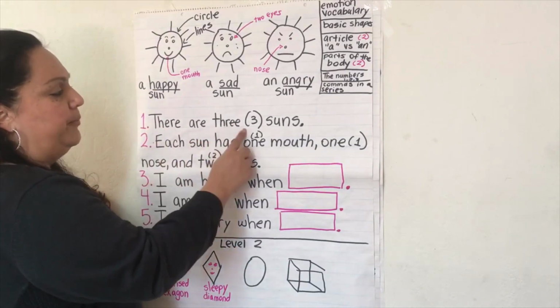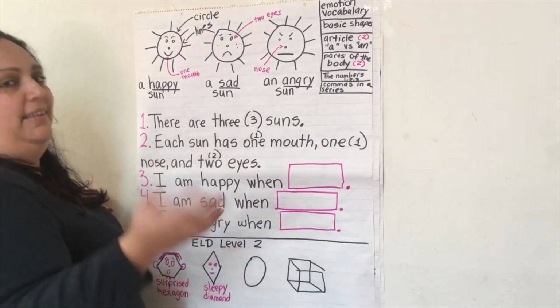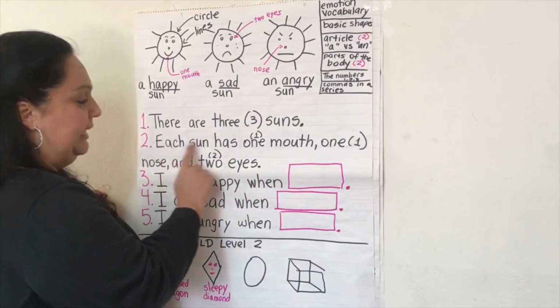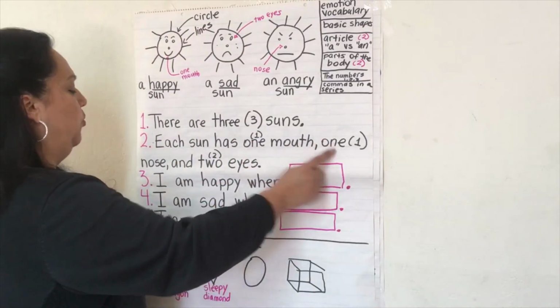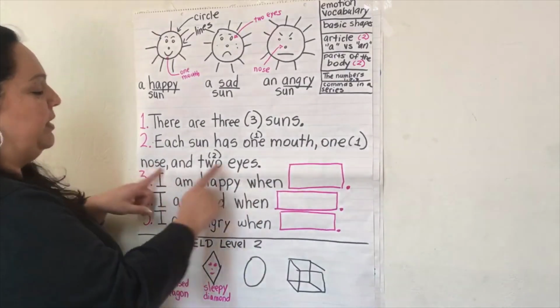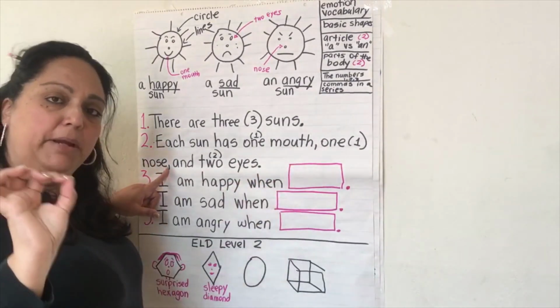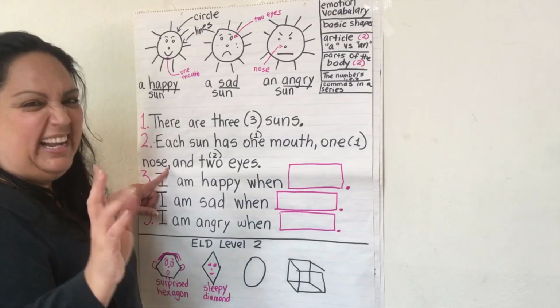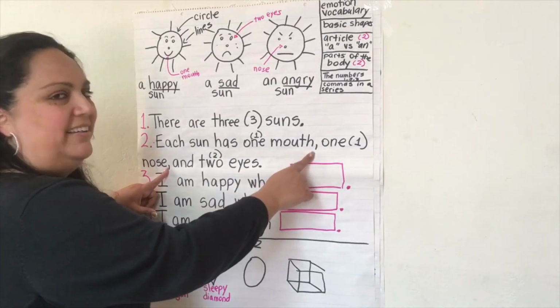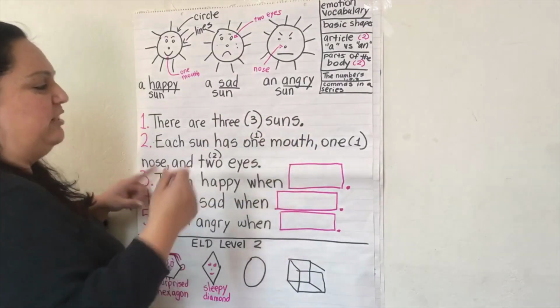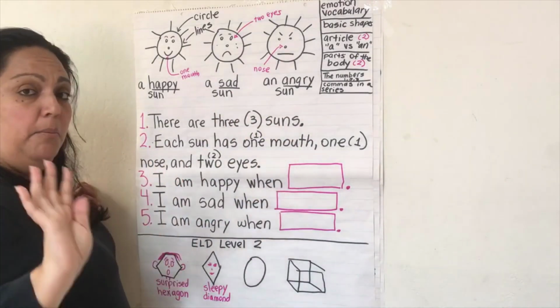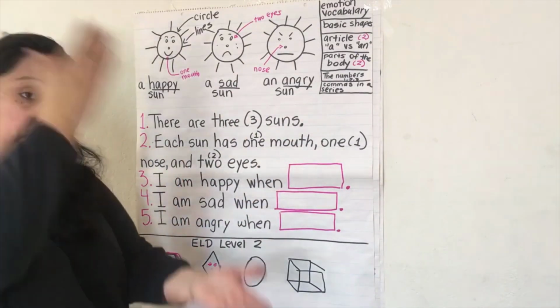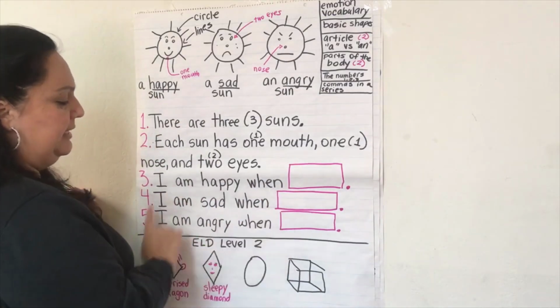1, there are 3 suns. Breathe. Number 2, each sun has 1 mouth, 1 nose, and 2 eyes. And with the commas, usually after every period, I have my kids do a breath. But for the commas, I make it kind of funny, and I have them do a short, quick breath, so they understand a comma means a small pause. So a small pause, right? And then you're going to say each one.